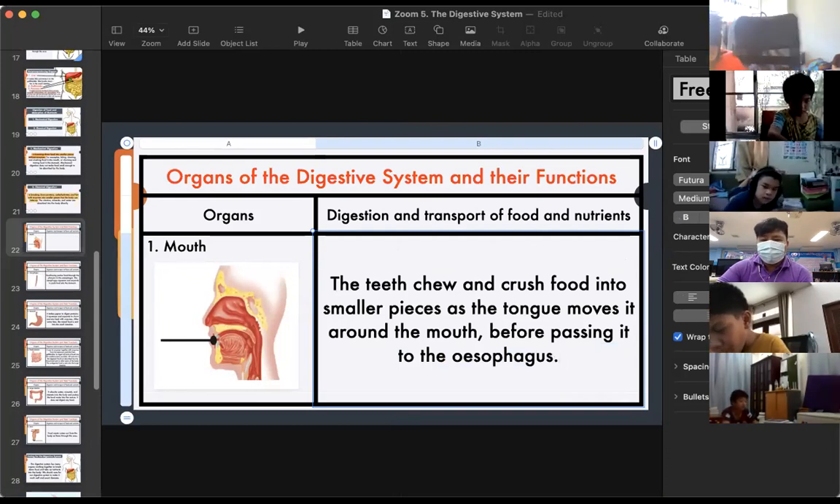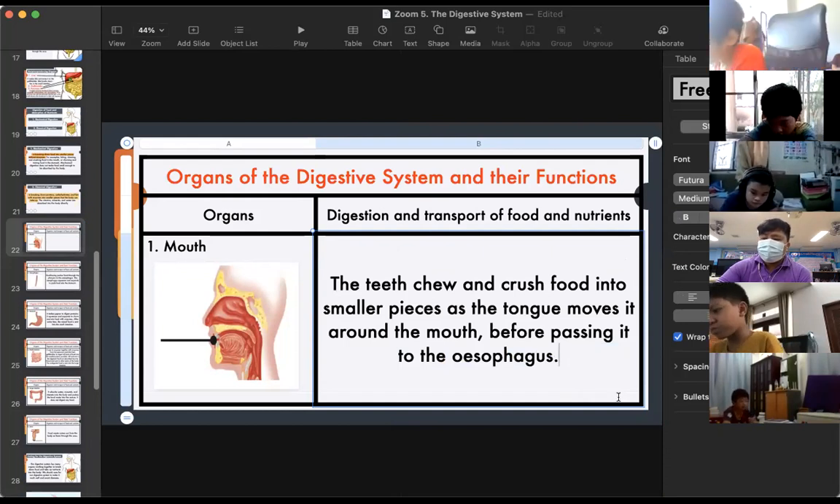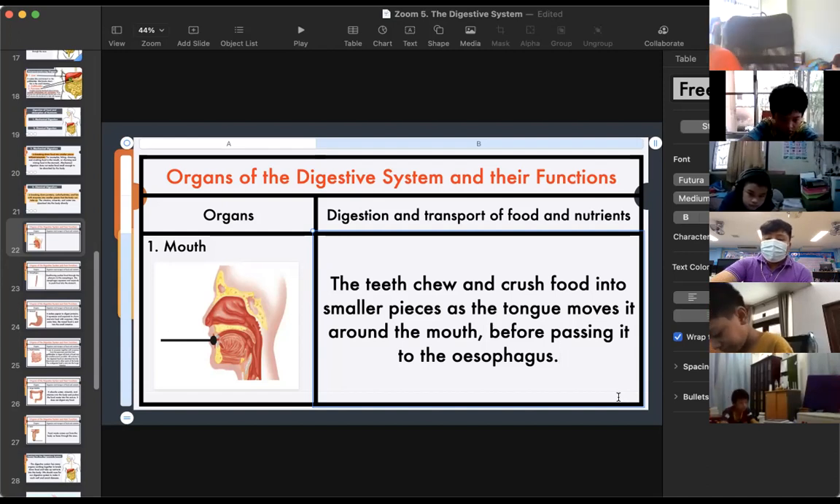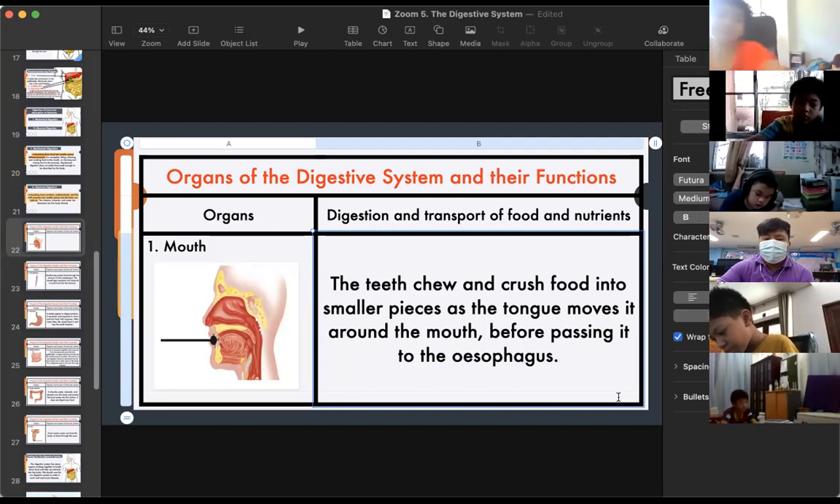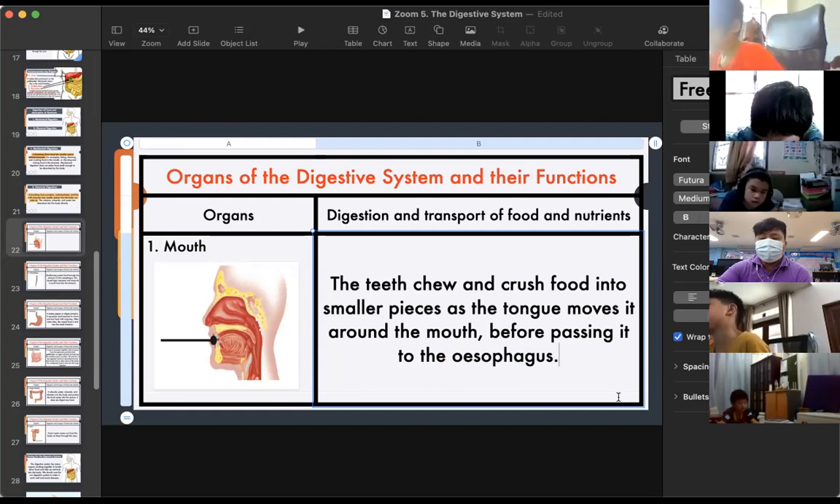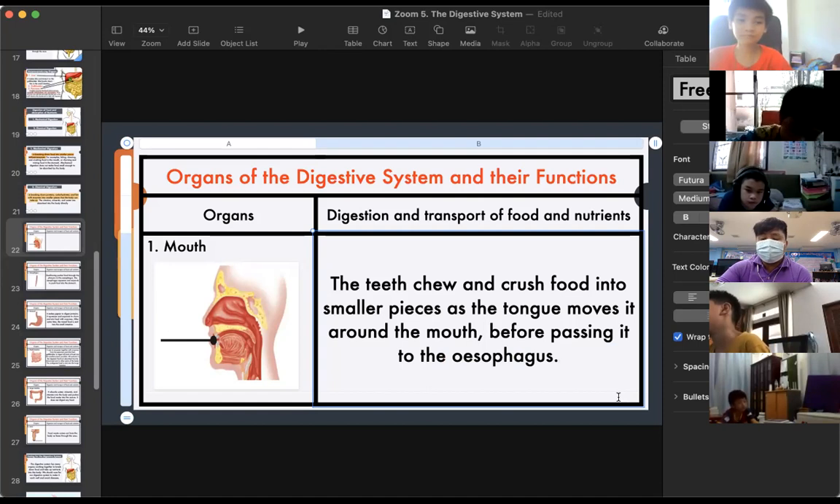Okay. This is the function of the mouth. This is what the mouth does when entering and cutting food. The teeth chew and crush food into smaller pieces. As the tongue moves it around the mouth before passing it to the esophagus, it mixes well with the saliva, the enzymes that it produces. The salivary glands you can find under the mouth, behind the ears, and so on.